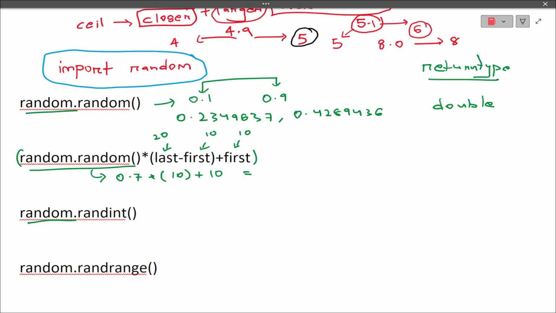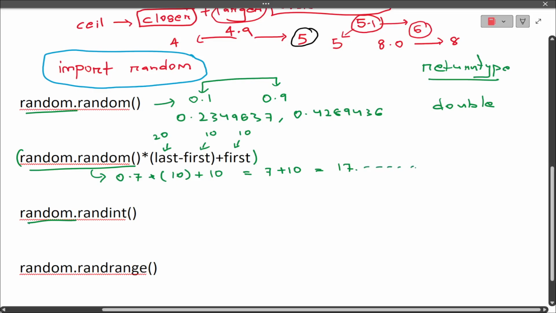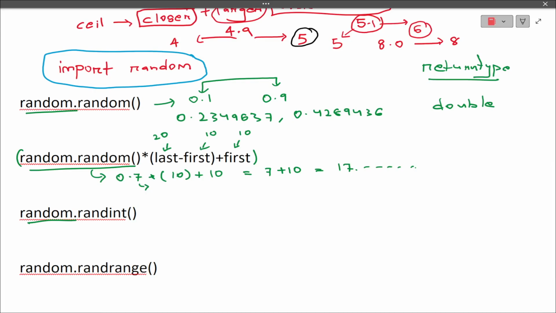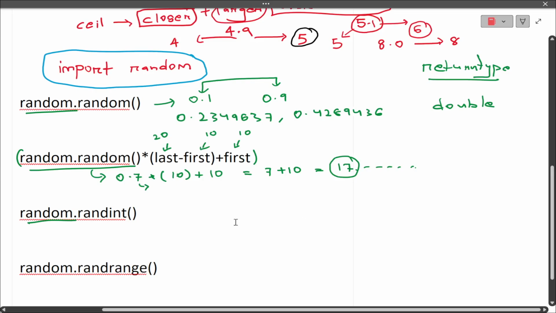0.7 into 7, it's 7. 7 plus 10, 17. Not only 17, it will be giving you many more things, because here I have just represented it as 0.7, but it will be giving you 0.765422. So accordingly you will be getting, but just focus on this particular part. Is this coming under the range between 10 to 20? Absolutely yes.